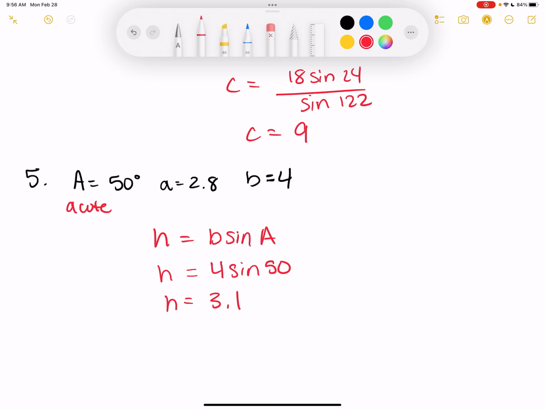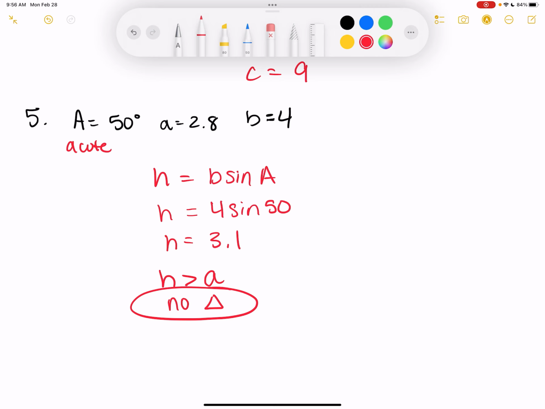So, all right. So h, we're looking for if h is greater than a, h is equal to a, or h is less than a, less than b. So which scenario do we have? It's greater, so there's no triangle. h is greater than a, so there's no triangle. Does that mean we're done? Those ones are the easy ones, right? You don't have to do anything at that point.